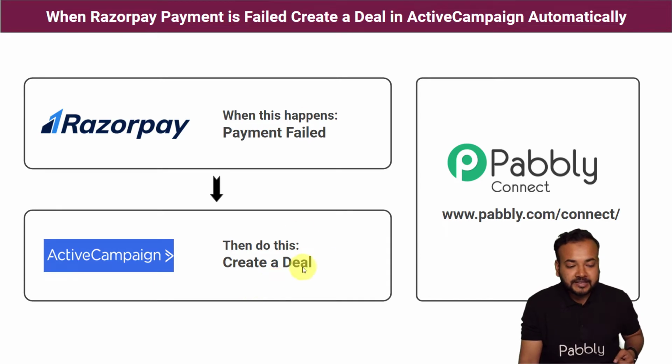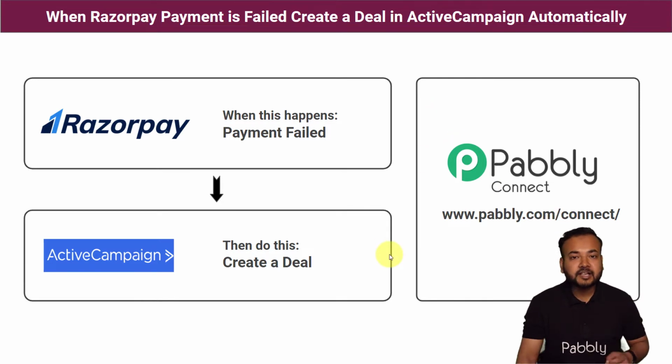And to make this happen we are using Pabbly Connect, which is an integration and automation tool. And guys, the best part of setting up this automation is that you will not require any kind of coding skills or programming knowledge, so anyone can set up this automation very easily. So now let's set up this automation together.